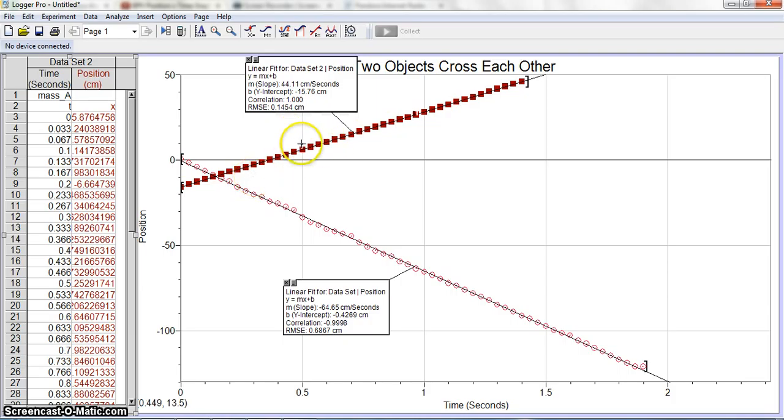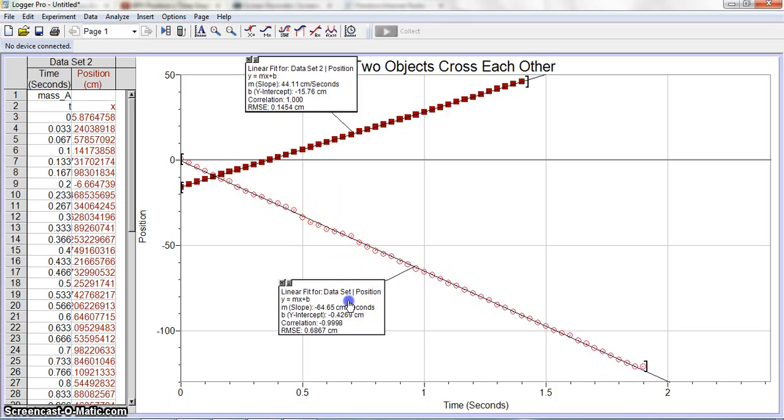This equation would be position equals 44 centimeters over 1 second times time minus 16 centimeters. What that means is that for every 1 second, this car that was traveling in a positive direction, its position changed steadily by 44 centimeters every 1 second. Or you can say that it traveled 44 centimeters per second. That's a little bit easier to understand.